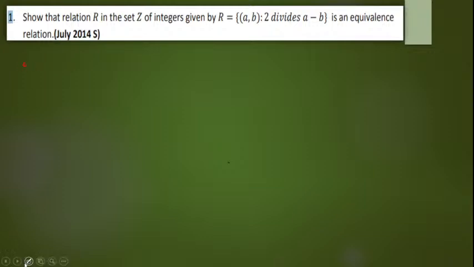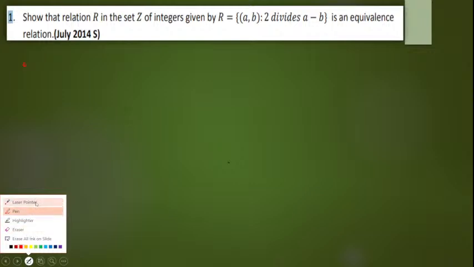prove that the relation R defined on the set of integers Z, given by the ordered pair (a, b) where 2 divides a minus b, is an equivalence relation. This question was asked in 2014. Okay, we'll see how to prove this question. Theoretically we already know that a relation R is said to be an equivalence relation if it is reflexive, symmetric and transitive, right? We have already practiced a lot, so today we will prove it directly.